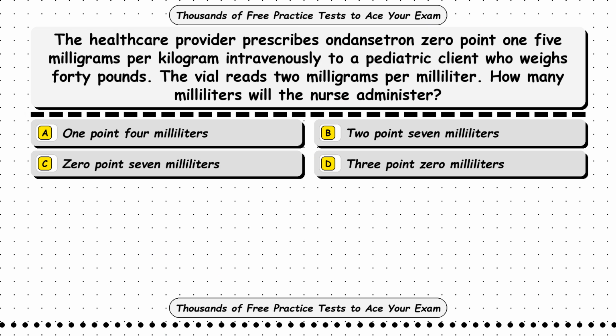Question 93. The healthcare provider prescribes ondansetron 0.15 mg per kilogram intravenously to a pediatric client who weighs 40 pounds. The vial reads 2 mg per milliliter. How many milliliters will the nurse administer? Option A. 1.4 milliliters. Option B. 2.7 milliliters. Option C. 0.7 milliliters. Option D. 3.0 milliliters.